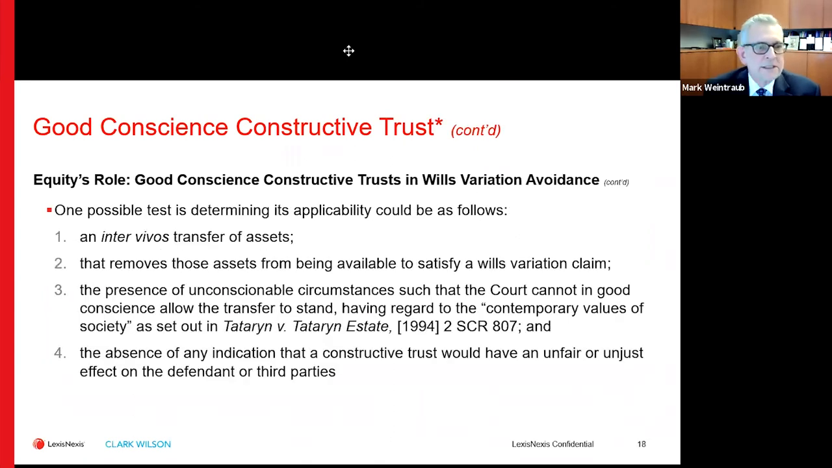Let me summarize the test that we've articulated here to ensure that third parties won't be affected. So what might that test look like? We have an inter vivos transfer of assets. It removes those assets from being available to satisfy a wills variation claim. There's the presence of unconscionable circumstances. And here's the last one, which is very important: the absence of any indication that a constructive trust would have an unfair or unjust effect on the defendant or third parties.